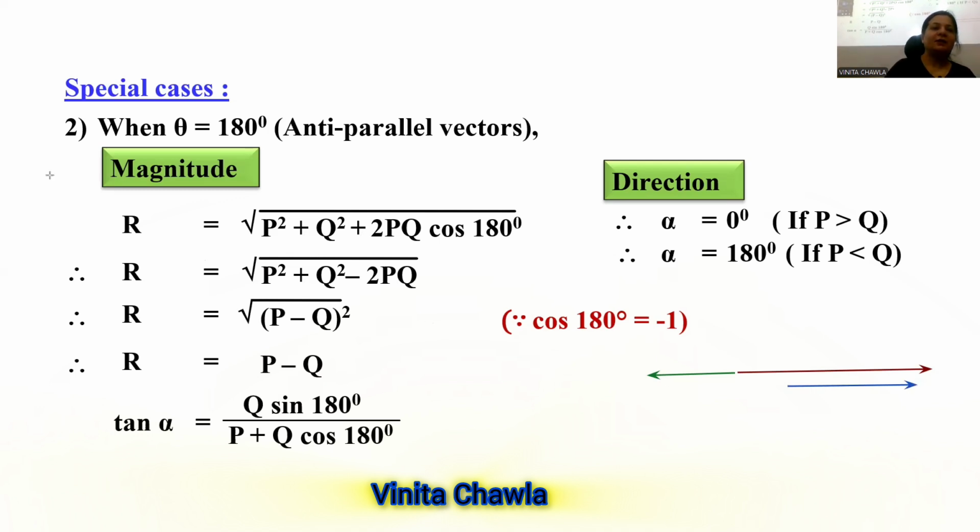Now let's take another situation where we have vector P smaller and vector Q greater. Now what is the direction of the resultant vector? It is towards Q, but smaller in magnitude, because we will subtract it. Right. Now can you explain this fact?